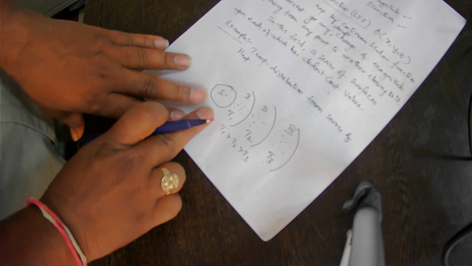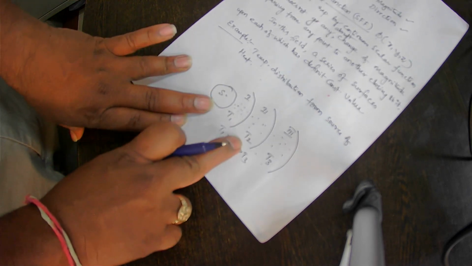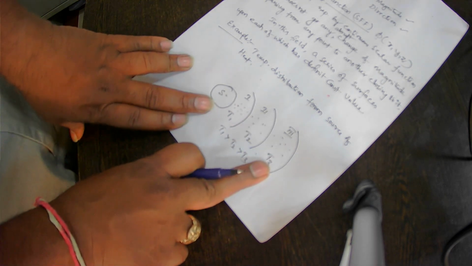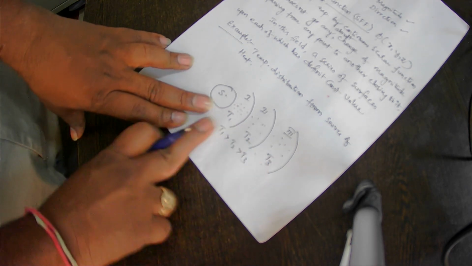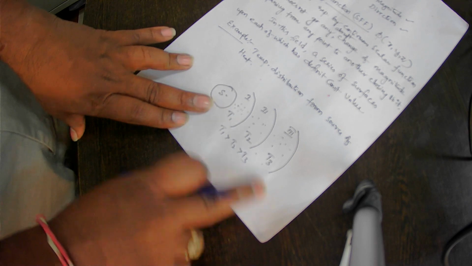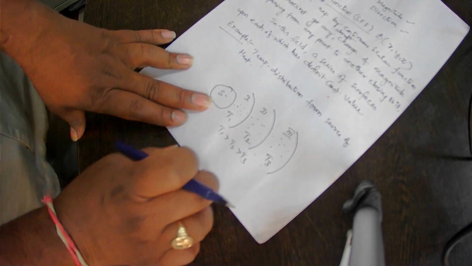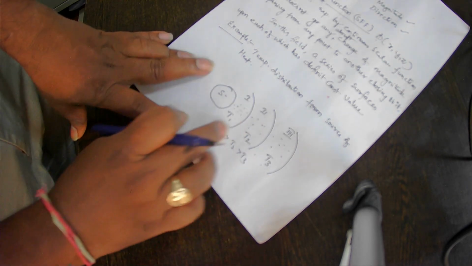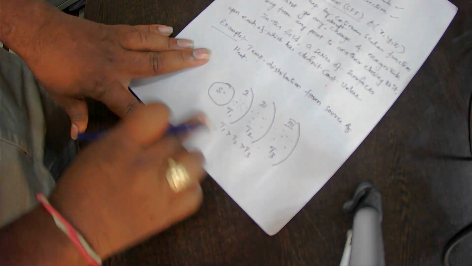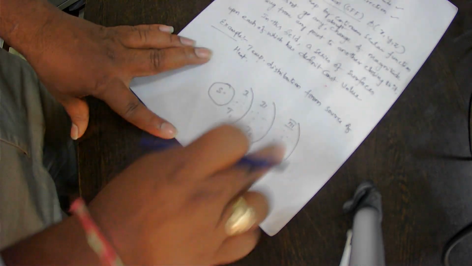So you may take an example. This may be say 70 degrees centigrade. Then this may be 60 degrees centigrade. Then this may be, what is that, 50 degrees centigrade. So like that there is a distribution of temperature, but this value is constant in this surface. In the next surface it is T2. In the next surface it is T3.